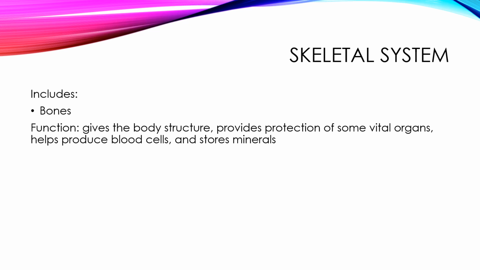So your skeletal system, so of course this is bones that make up your skeleton. The big function is this gives the body structure, provides protection for some of your vital organs, and it helps produce blood cells. Yes, your blood cells are actually produced in your skeleton for the most part, and it stores minerals. So your long bones especially, so like your femur, your humerus, all of those, they are very responsible for creating your red blood cells.